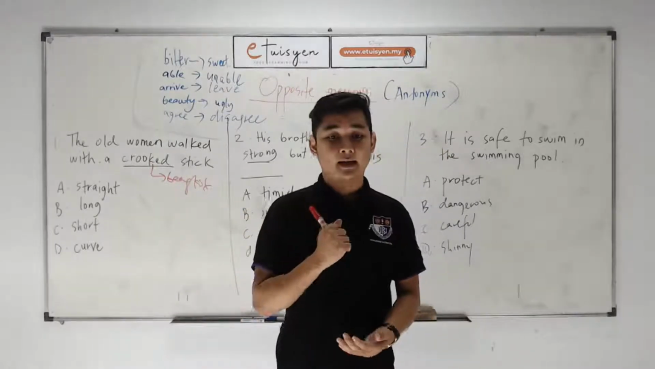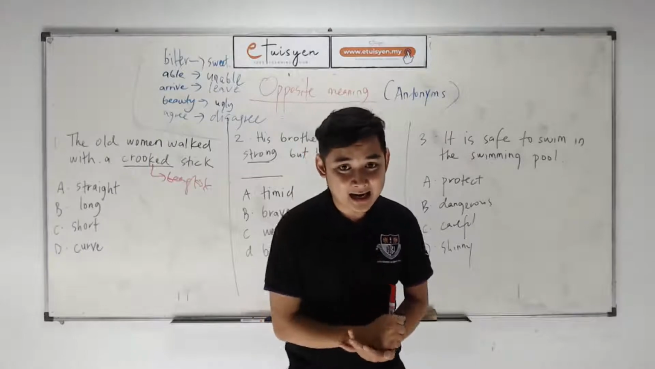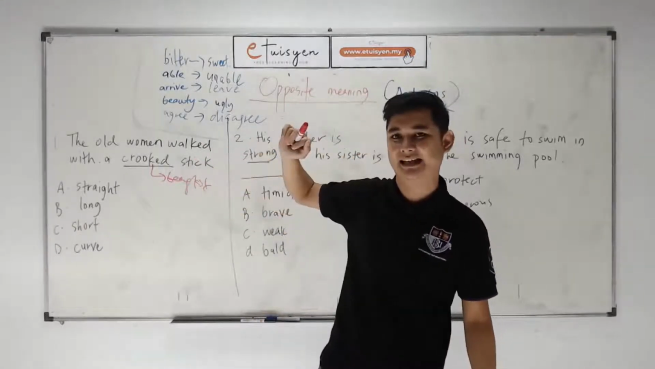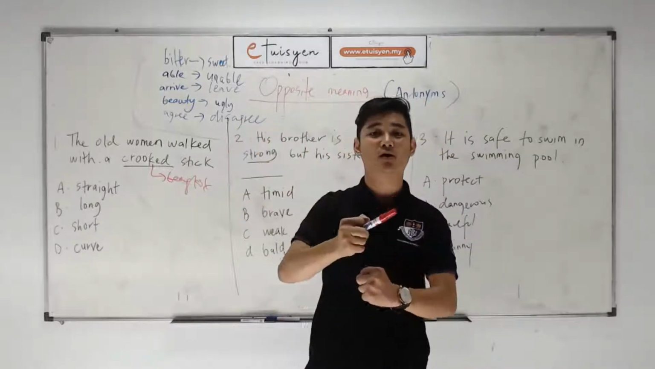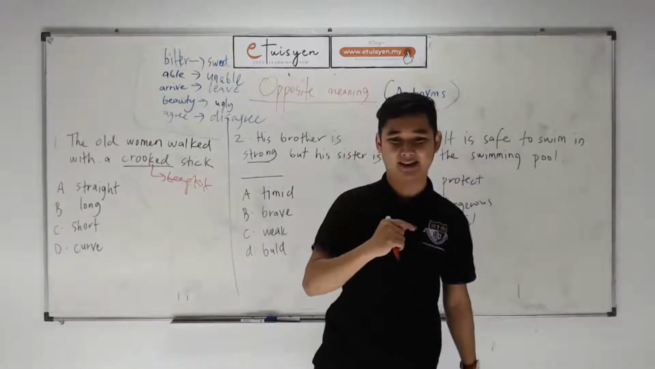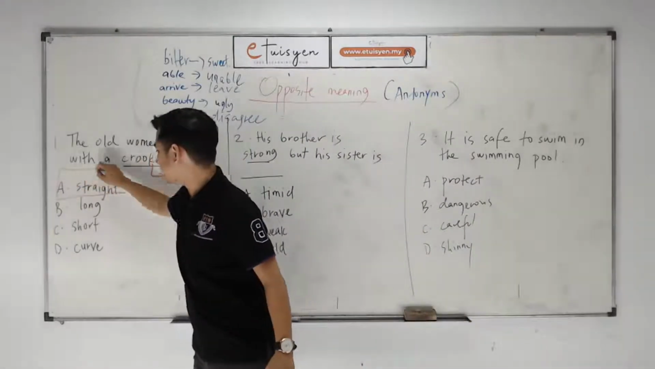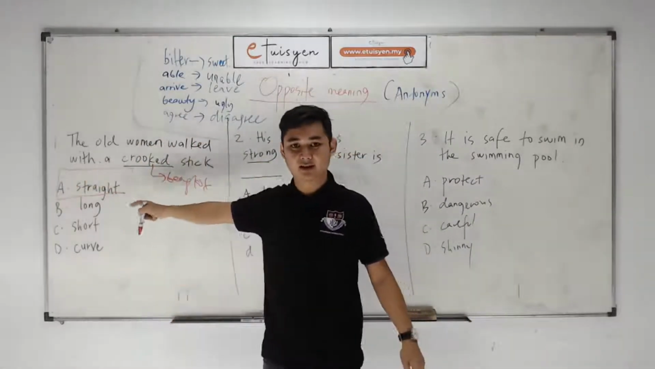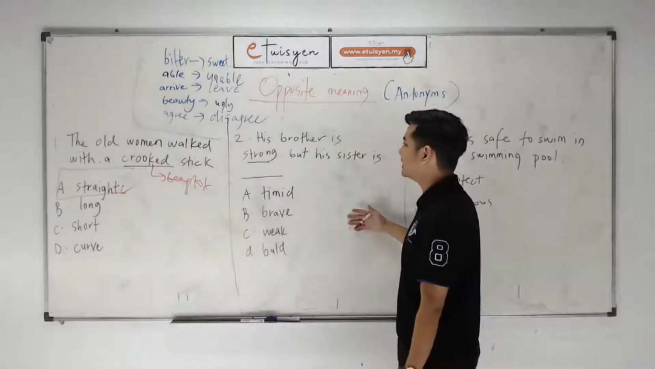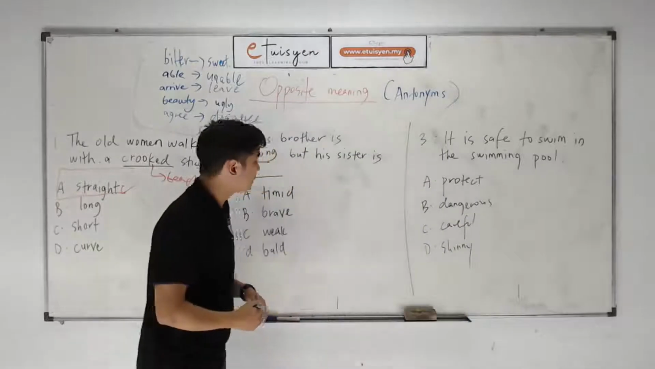Okay, so paling tepat sekali adalah the old woman walk with a crooked stick. Dia berjalan dengan kayu yang bengkok. So, crooked, dia punya opposite meaning adalah straight. Nampak tak? Okay, the answer is straight. Alright, number two.